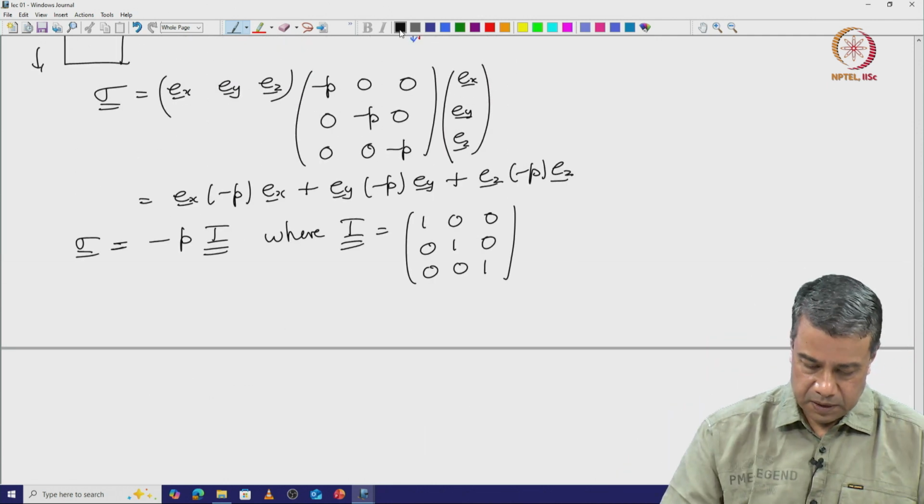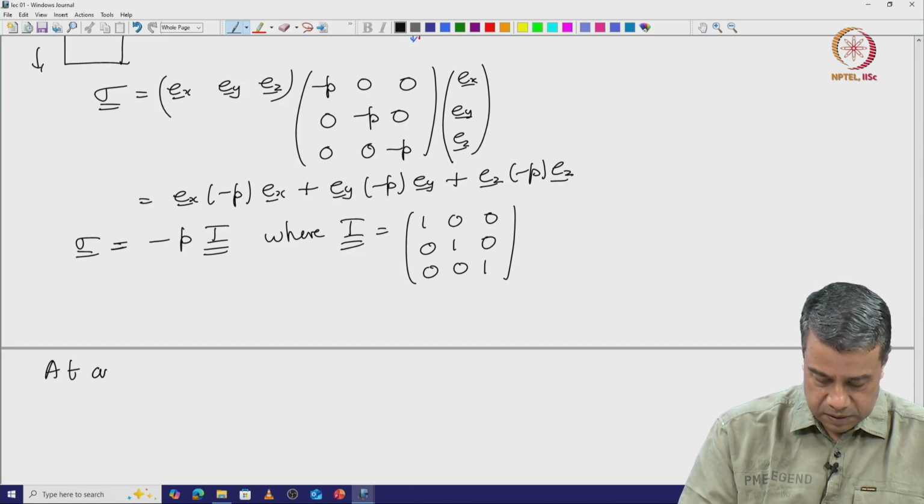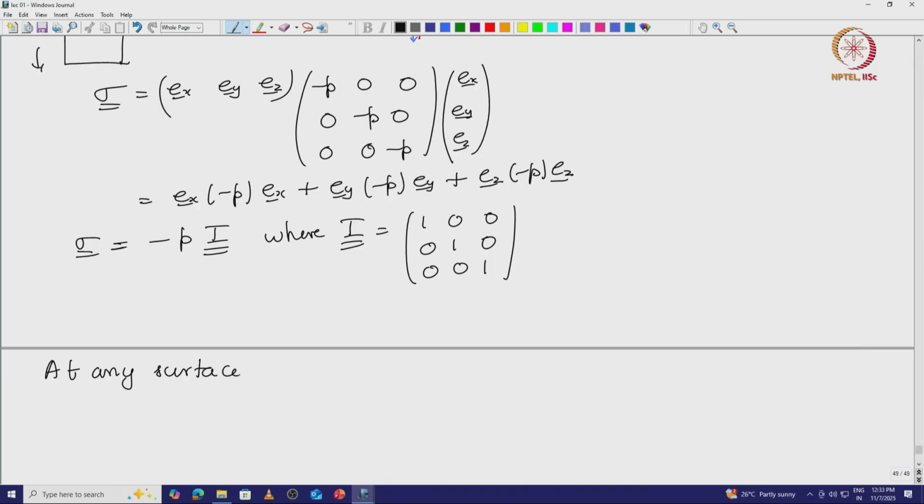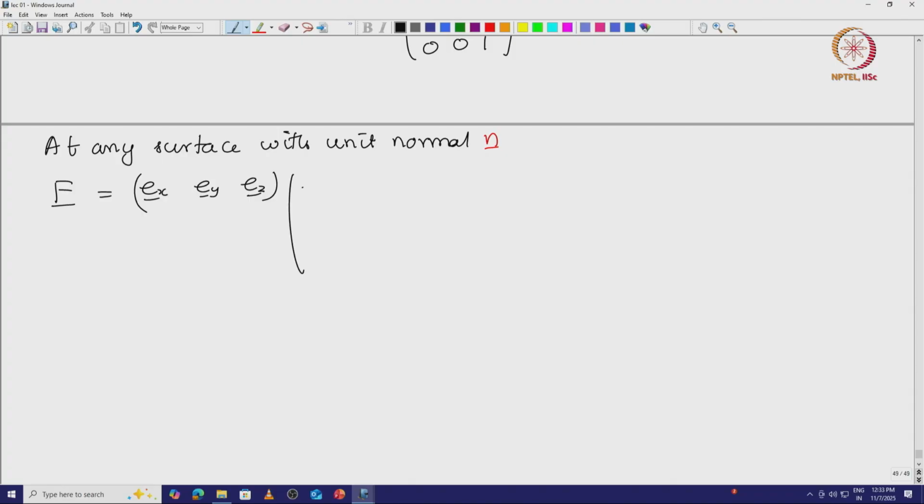Okay. So, therefore, at any surface with unit normal n, the force per unit area will be equal to E x, E y, E z times delta S. Okay, I just derived this for you.